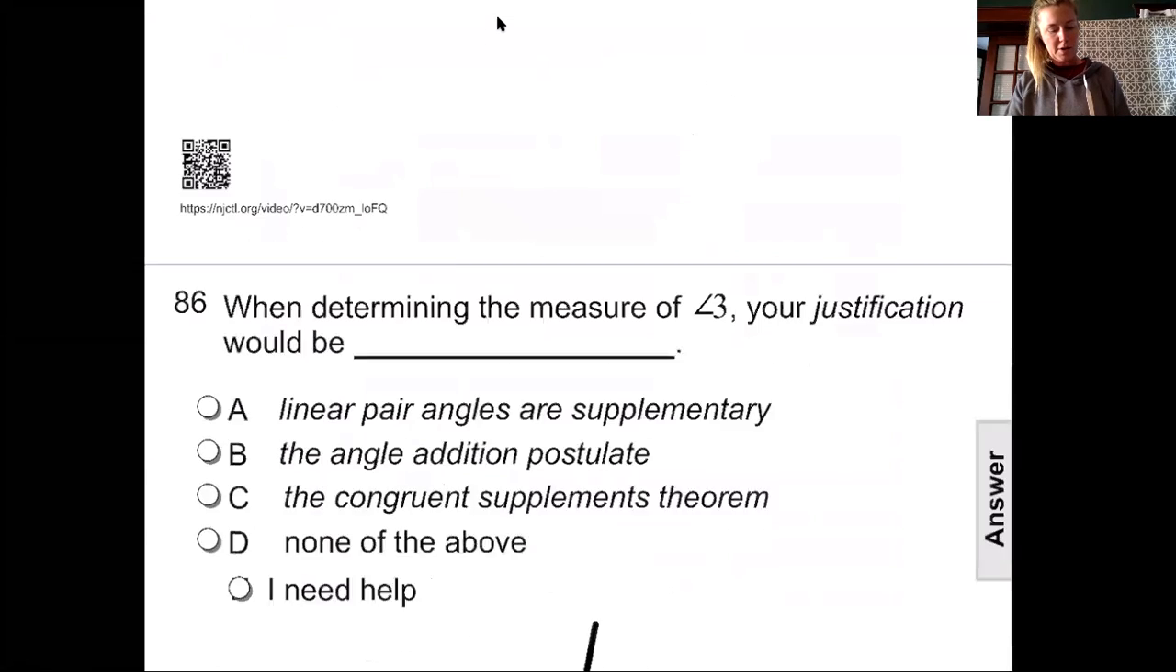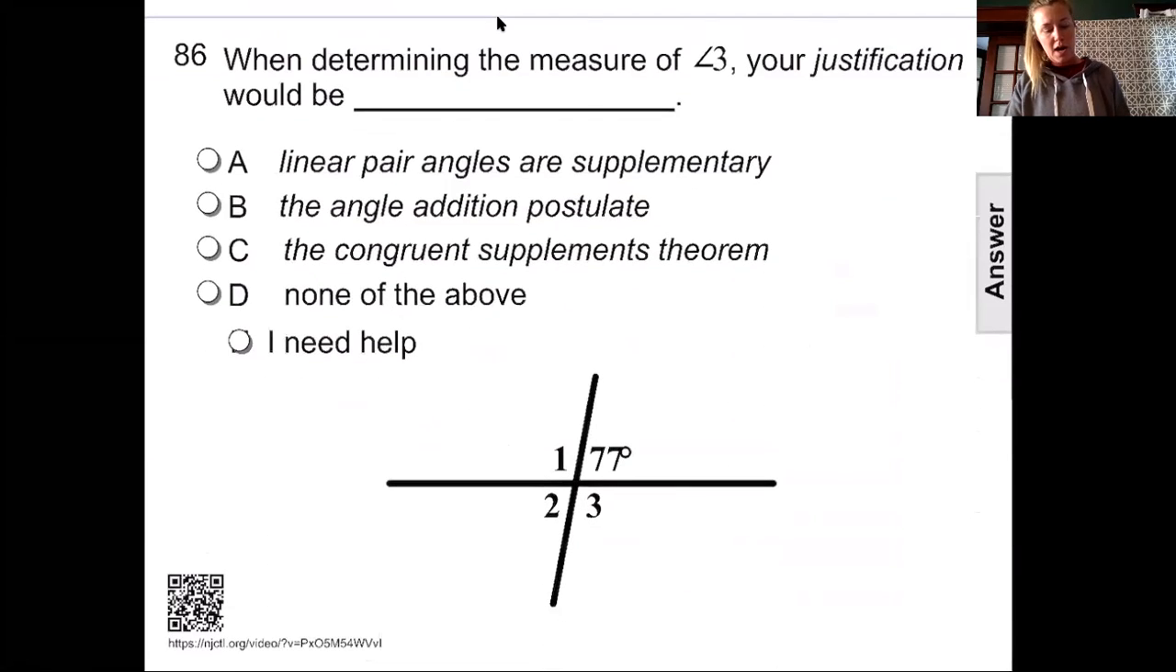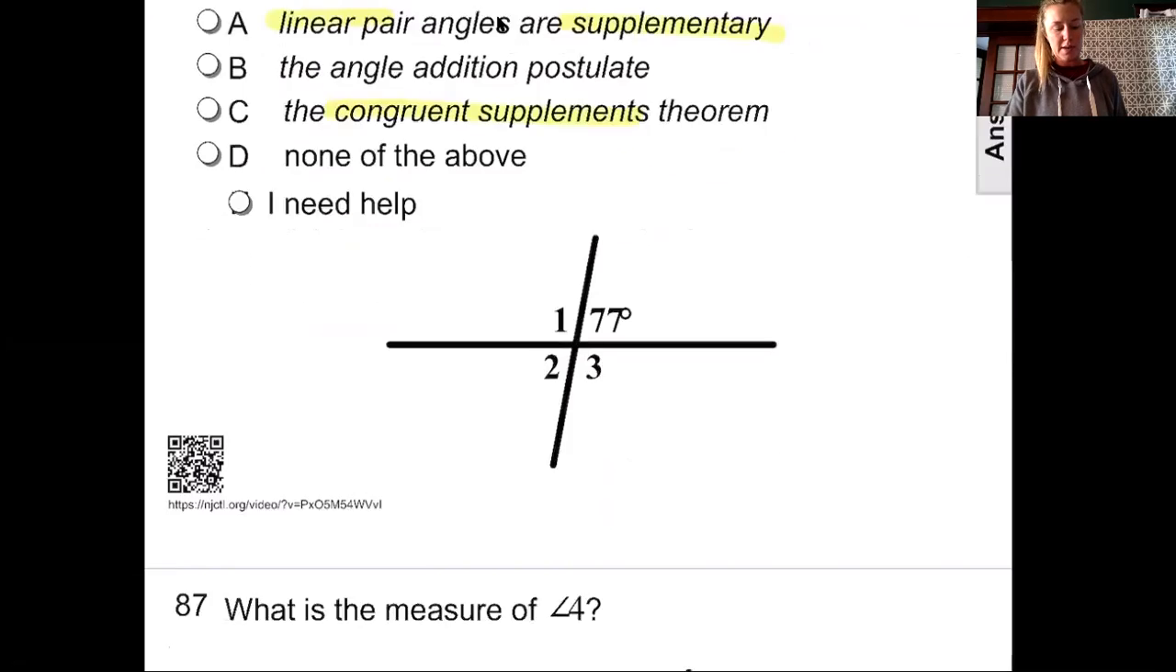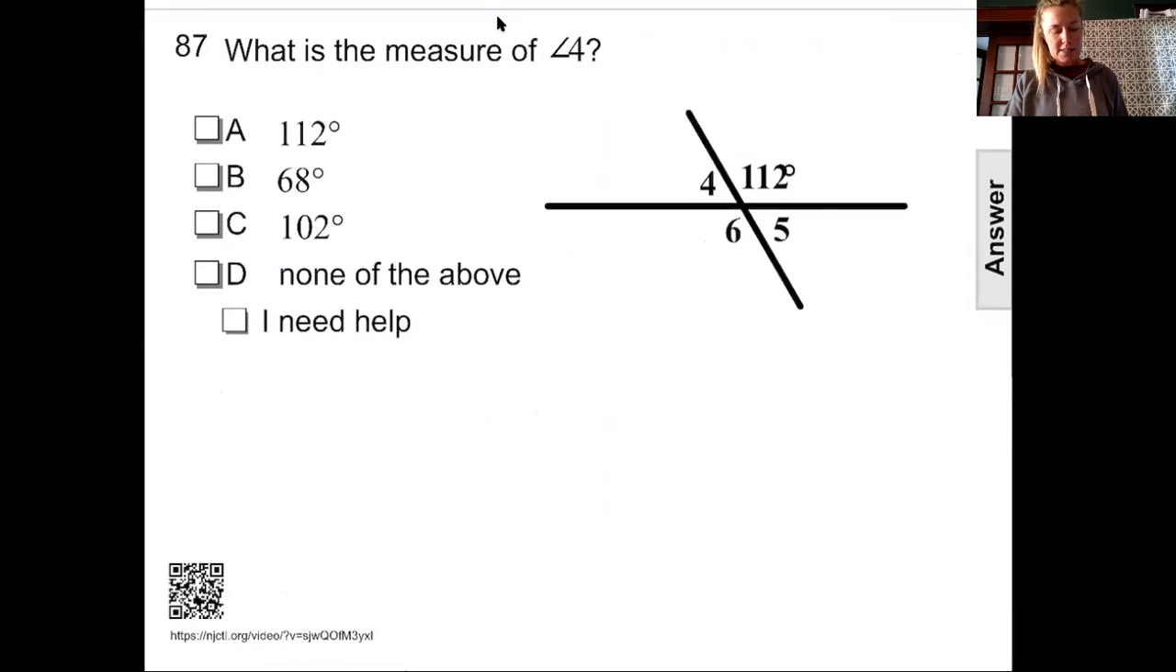All right, so we talked about justification for 3. If you put A, because it said linear pair supplementary, you're correct. If you put this one, that is also correct because it also says supplementary. Either one of those options are acceptable. Looking at 87.